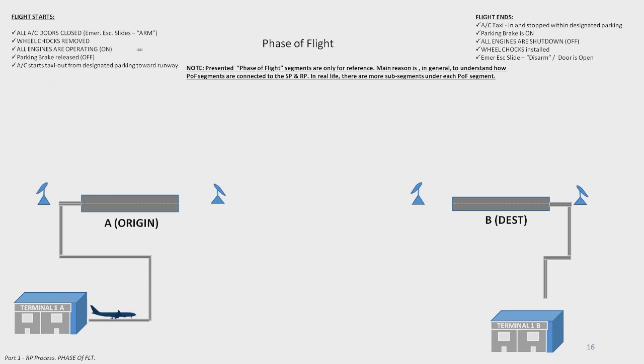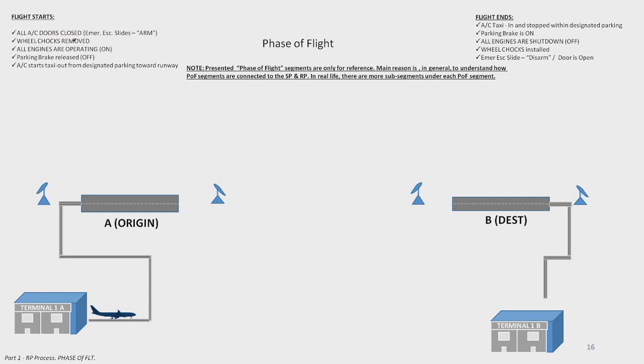Before we start, I'm going to read this phase of flight note here. The presented phase of flight segments are only for reference. The main reason is, in general, to understand how phase of flight segments are connected to the reliability program and safety program. In real life, there are more subsegments under each phase of flight segment. Now what we have: two airports here, the origin or departure airport, and the destination or arrival airport. Flight starts.